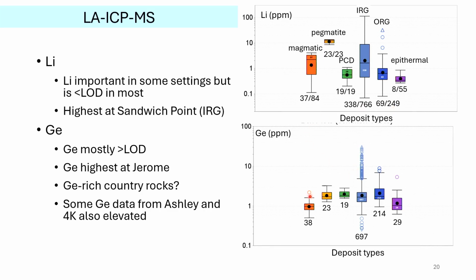Looking at germanium, we see a little bit of a trend, but typically we see this wide range in intrusion-related settings. So most of these outliers and far outliers, they come from Jerome. Not exactly sure what the reason for that is. Maybe some germanium-rich country rocks or something from Jerome, which is in the Swayze area. But we also have some elevated germanium data from Ashley and 4K as well.